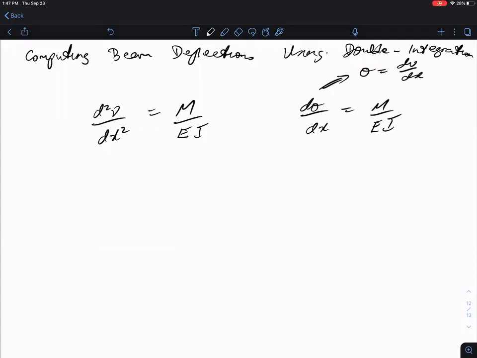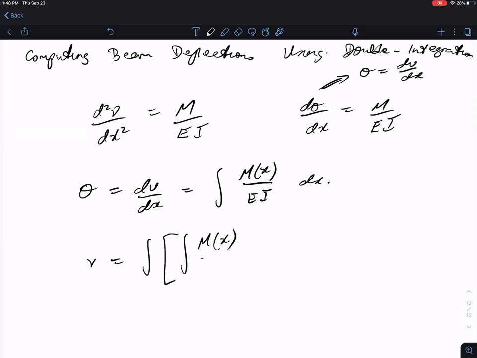We established that theta is equal to dv/dx. So if we integrate the moment function over EI with respect to x, that would give us a function for the slope of the beam. And then if we do another integration, that will give us the transverse deflection, or the vertical deflection, in the beam.